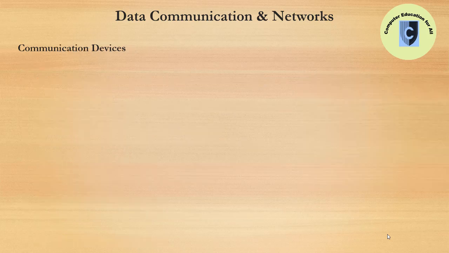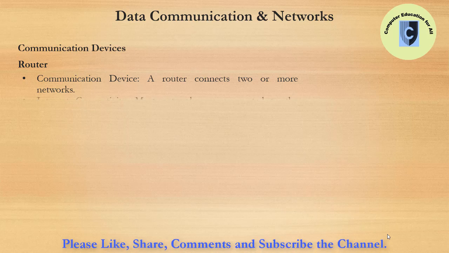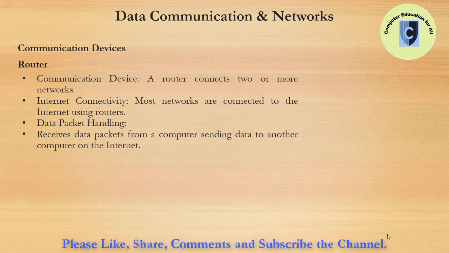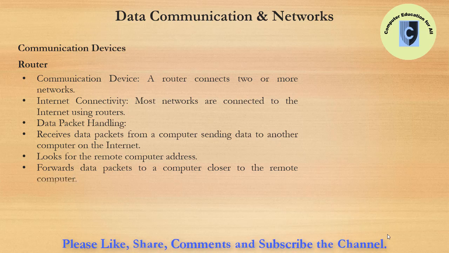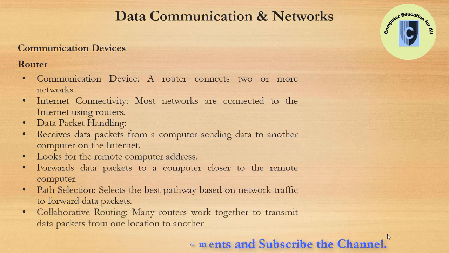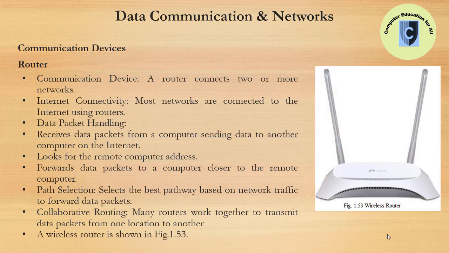1.52. Router. Router is a communication device which is used to connect two or more networks. Today, most of the networks are connected to Internet. When the computer is sending data to another computer on the Internet, router receives the data packets, looks for the remote computer address, and forwards it to a computer that is closer to the remote computer. It forwards the data packets by selecting the best pathway based on network traffic. Many routers take part in transmitting the data packets from one location to another. A wireless router is shown in Fig.